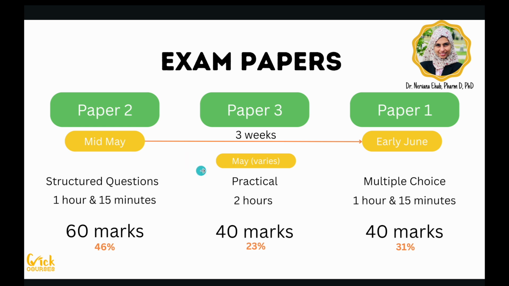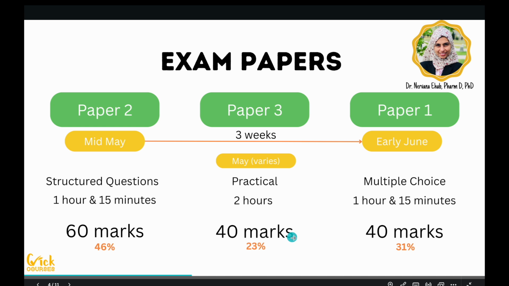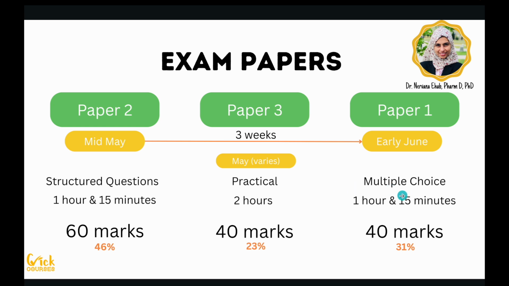Now, this exam varies. There are actually multiple times for this paper 3 exam, so you have to check with your school. It is 2 hours long. You get 3 questions, it's 40 marks, and it's worth about a quarter of your grade. So these are your 3 papers in this order, and this is how long your exams are and how many marks they are.